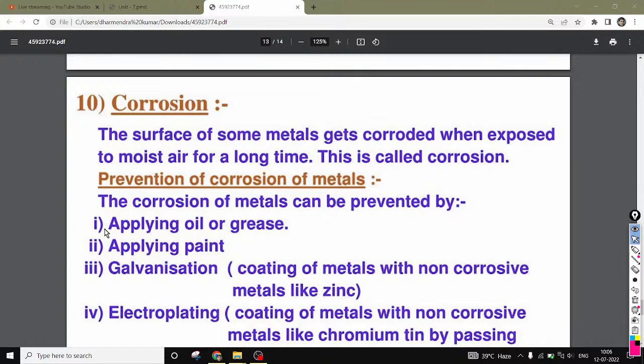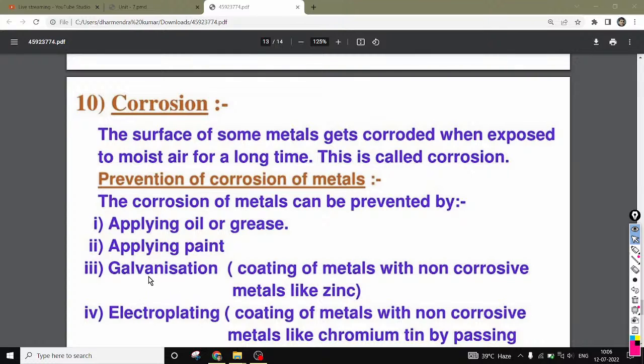So if we apply oil or grease over the surface of any metal, definitely we can control the corrosion, right? Second thing, we can apply paint. And third, that is the painting of your metals, right? Different colors or varnish, right? And galvanization, this is very important for us.